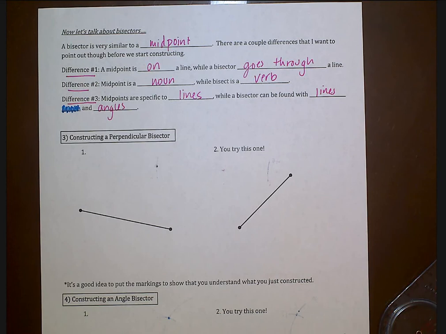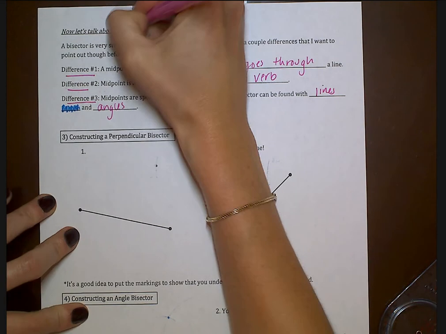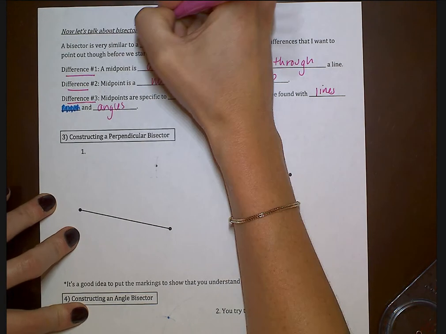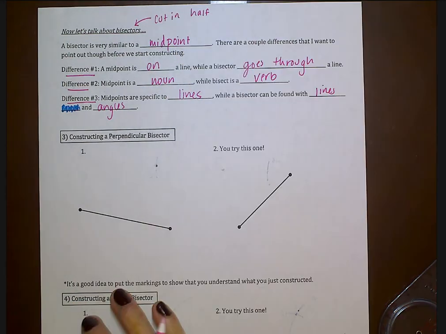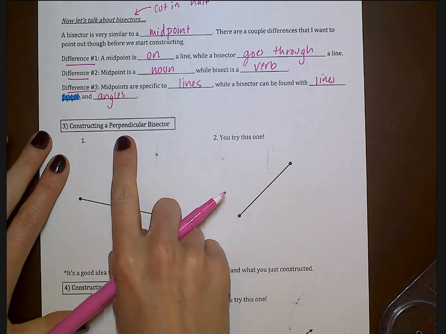All right, in other words, and that's a lot of words right there, bisect just means cut in half. Midpoints cut line segments in half. Bisectors can cut anything in half, lines and angles. So basically, construction number three is you're going to construct a perpendicular bisector.